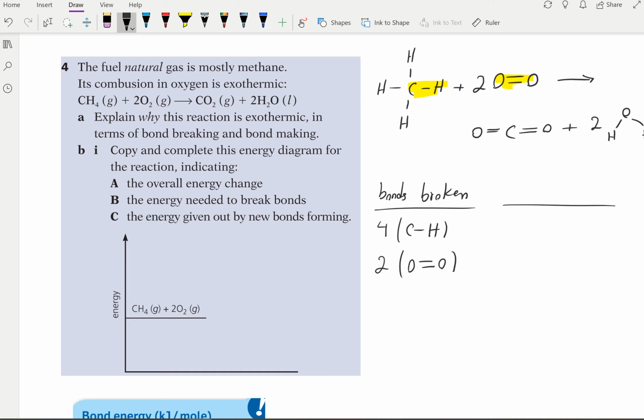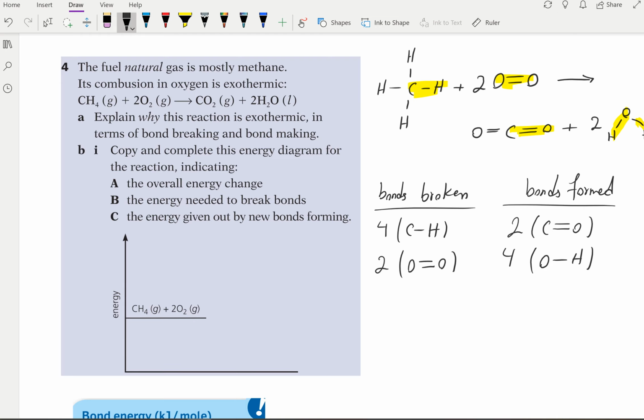And on the products, the new bonds formed. You can see that we have two C double bond O. And for water molecule, each water molecule has two O-H bonds. One is here, one on another side. And because I have two water molecules, totally I will have four O-H bonds.